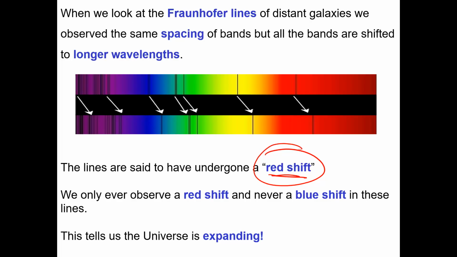So whenever you look for these Fraunhofer lines, you're only ever going to see a red shift and never a blue shift. That is, the galaxies that are emitting this light have to be moving away from us. And that's how we know that the universe is expanding and not contracting, which is kind of cool.